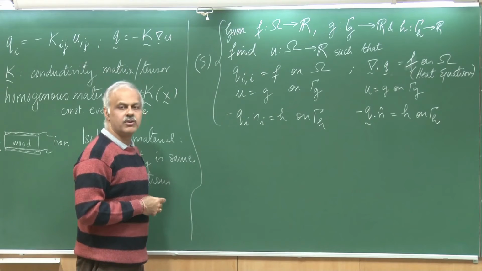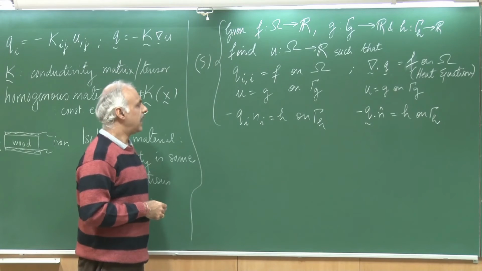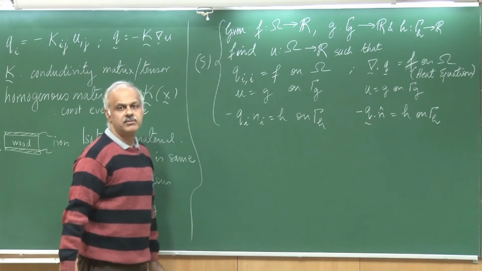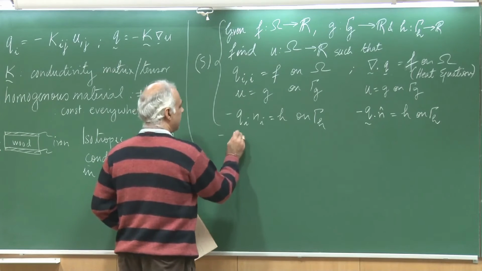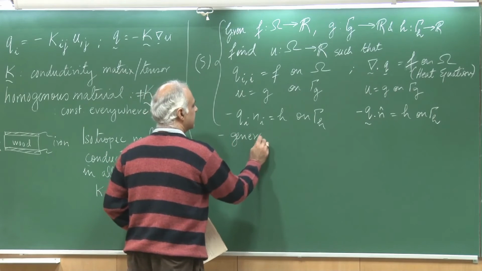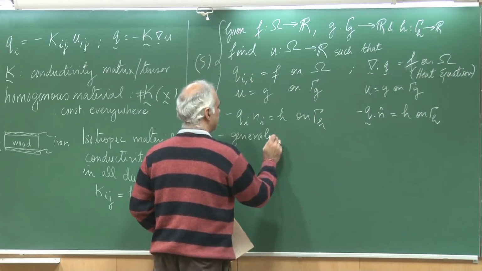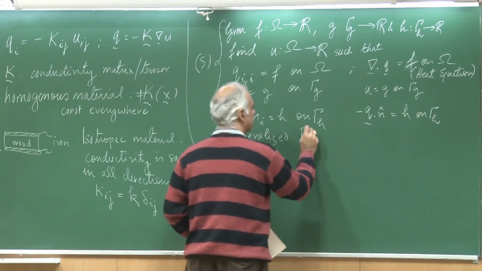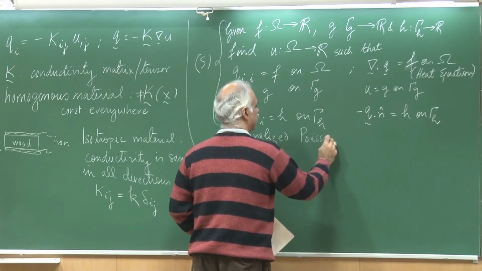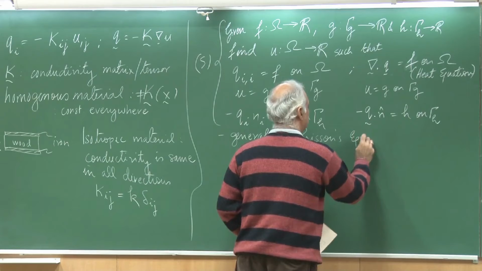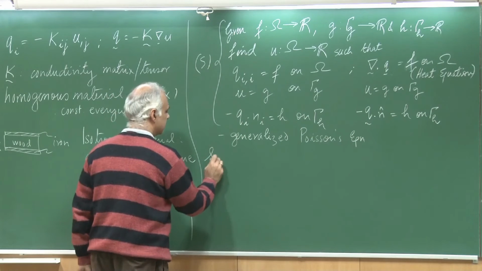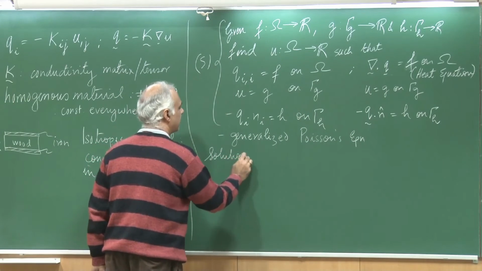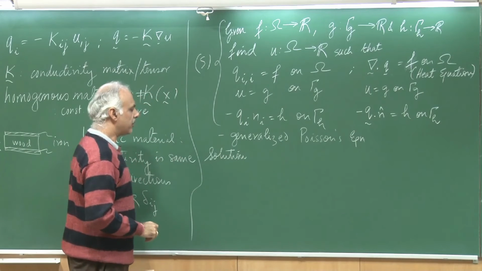On the other hand, if I want to do a Galerkin method, I would have to come up with a weak form for this strong form. Alright, so as we have said, this is the generalized Poisson's equation. Let us define the solution space, because we want to write down the weak form.